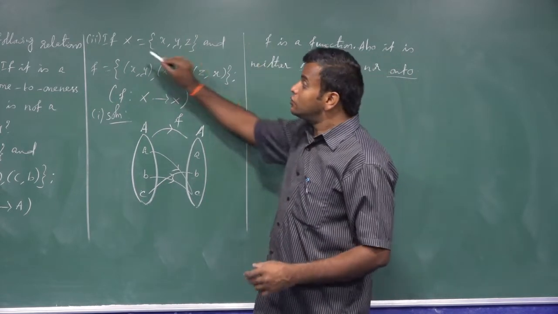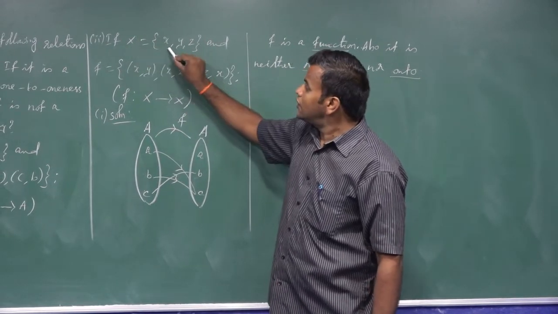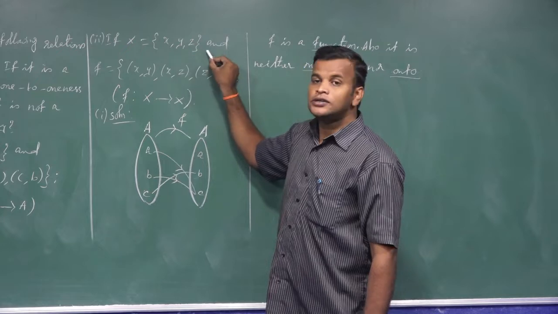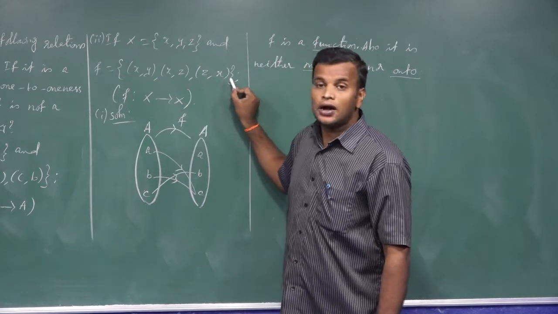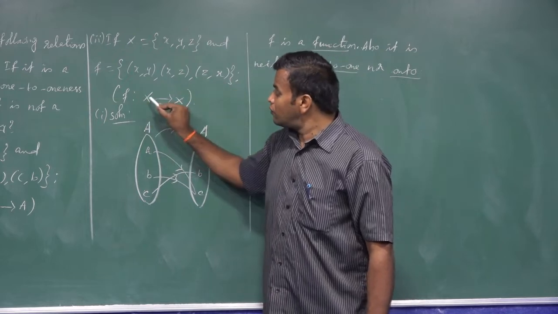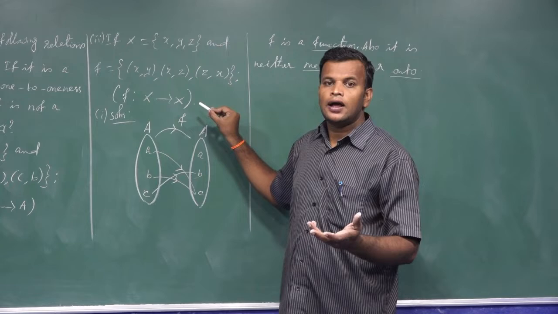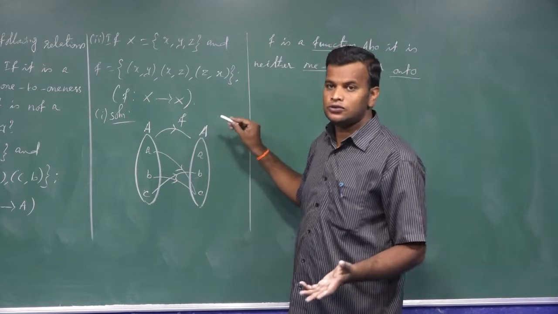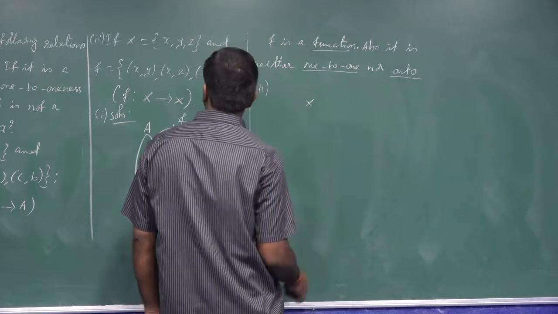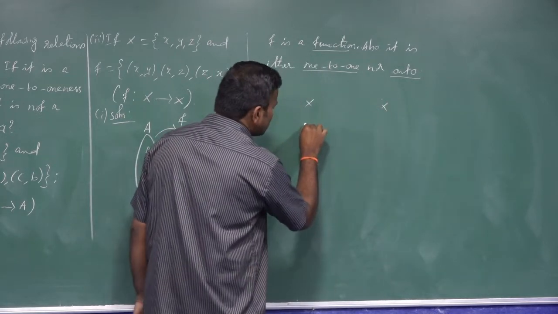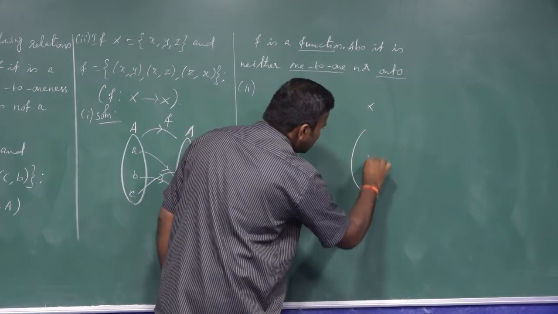Now, we see the second subdivision. X is a set. It has three elements, x, y, z. And f is a function related with these ordered pairs. Here also f is a function from X to X. We check whether it is a function or not, and whether it is one-to-one or onto. In the second subdivision, the name of the set is X. Here also X. So domain and codomain are the same.